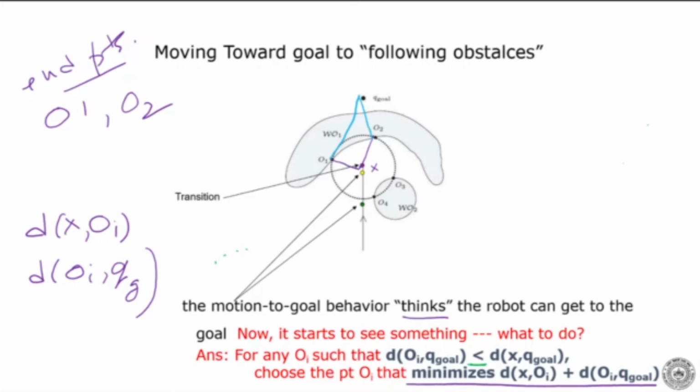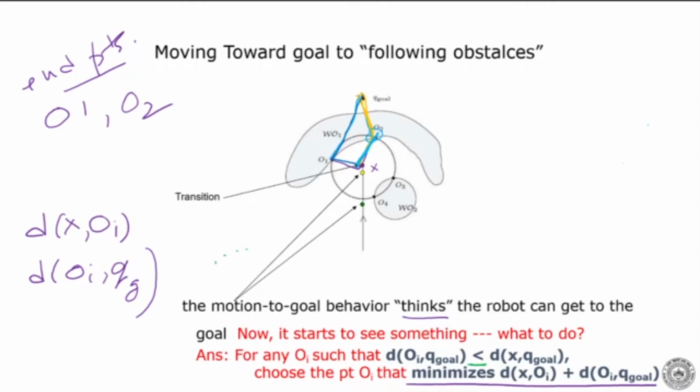So what it basically does is minimize the sum of D of X, Oi plus D of Oi, Q goal. That means it is going to measure whether this distance plus this one is longer, or whether the other one plus this one is longer. It will minimize that, which means it will go towards the point where this distance is less. In this particular case, we can see that the right side distance is less, so it will go towards this side. It will go here. That is how it decides which side to go.